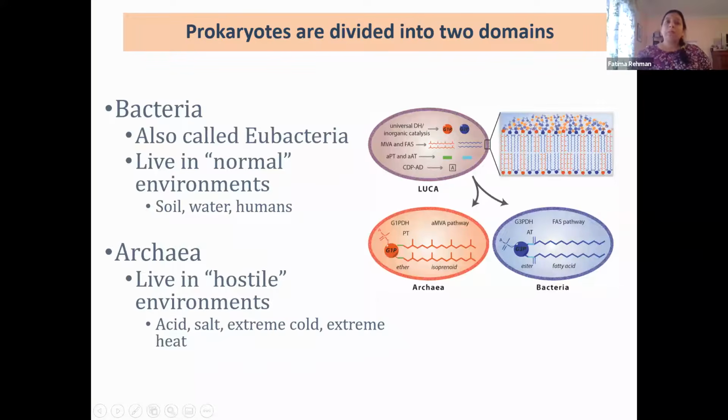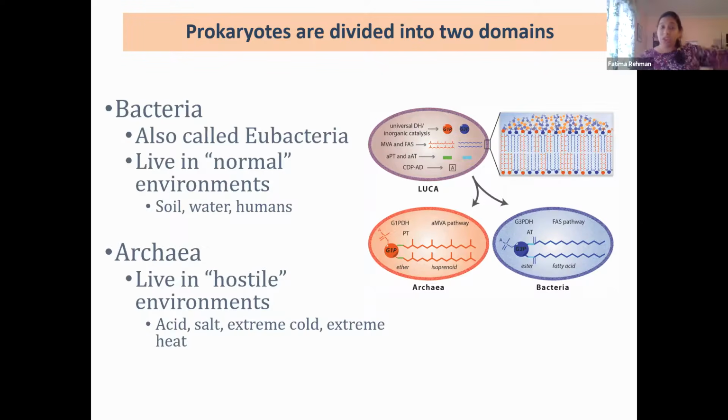Okay, so prokaryotes are divided into 2 domains. You have your bacteria, obviously, and then the archaea. The biggest difference between those is going to be that bacteria typically live in normal environments, soil, water, humans, animals, plants, whatever. Archaea, however, can live in hostile environments.